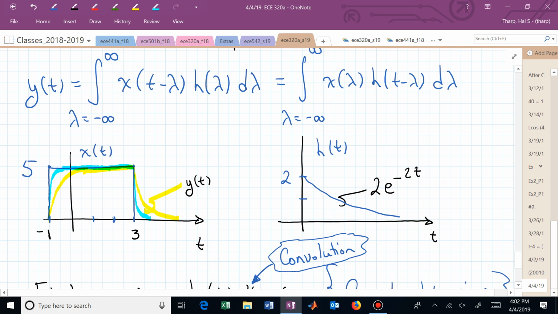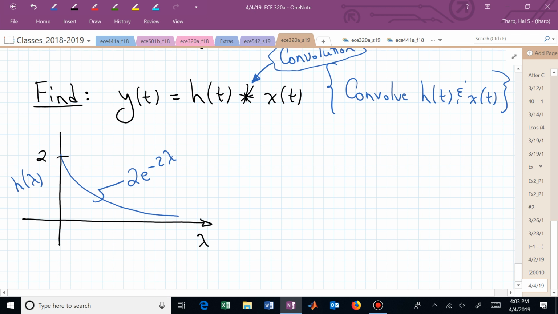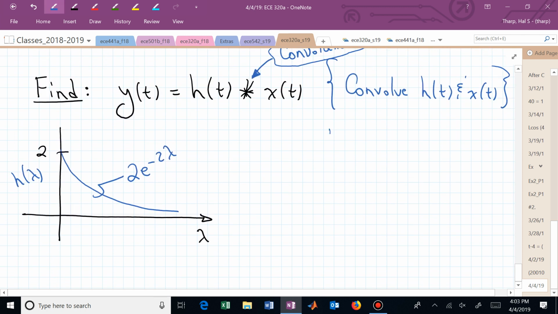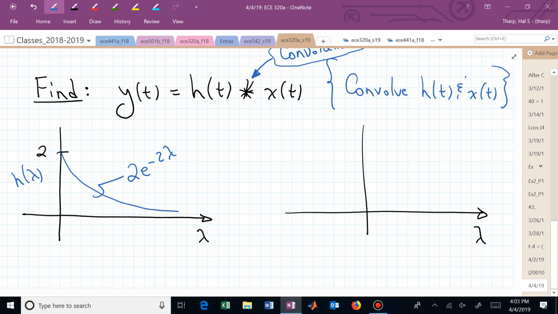I'm going to look at x of lambda, then flip it, x of minus lambda. That gives me most of it. And then I need to allow it to slide with t as a variable, and I'll introduce t and create x of t minus lambda. X of lambda. That one's not too hard to sketch, hopefully. Here's lambda. X of lambda.